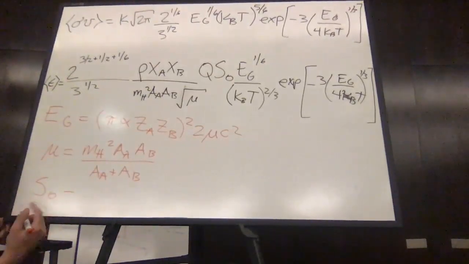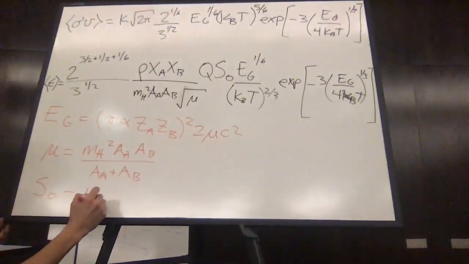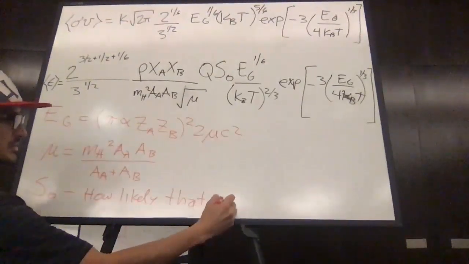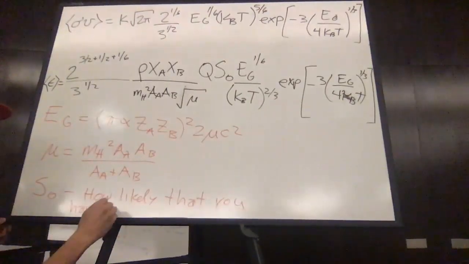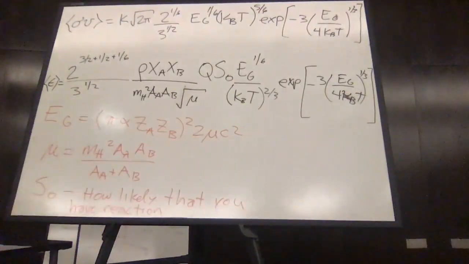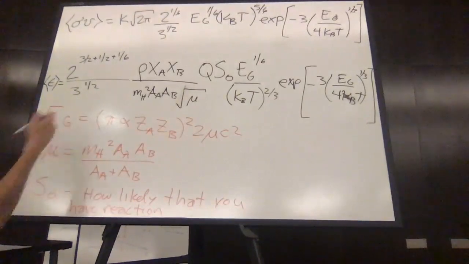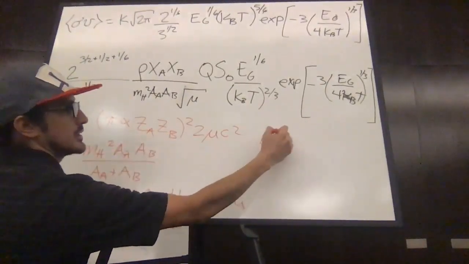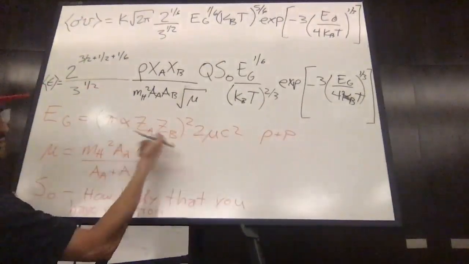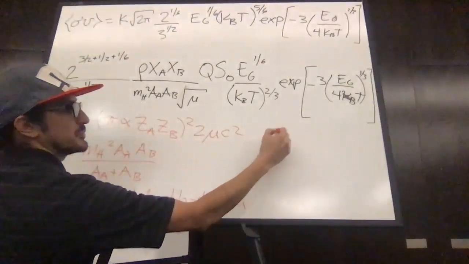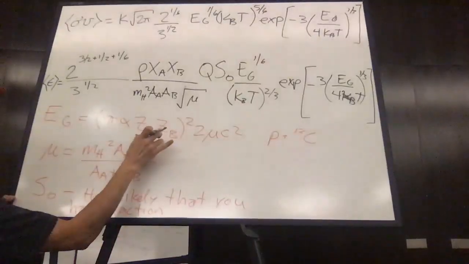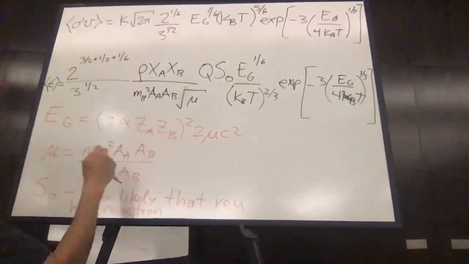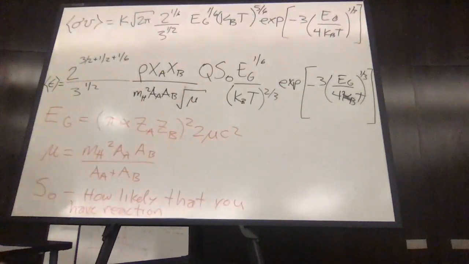So it tells you how often or how likely it is that you have a reaction. The EG parametrizes the nuclear reaction. So if you have P plus P, then these ones are 1. If you have P plus carbon, then the Z's change, like one of them in this case. And also the reduced mass changes. So these are the parameters that describe your nuclear reaction.